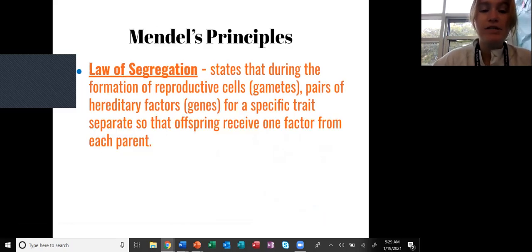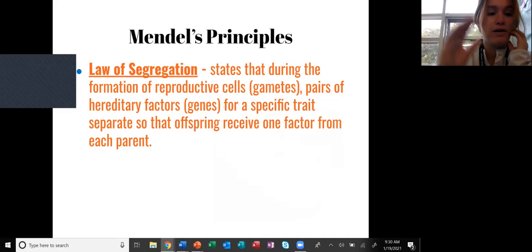Okay, another principle of Mendel's is the law of segregation. This states that during the formation of reproductive cells, so our gametes, our sex cells, pairs of hereditary factors, so genes, for a specific trait separate so that offspring only receive one of those factors from each parent. Okay, one factor from each parent.